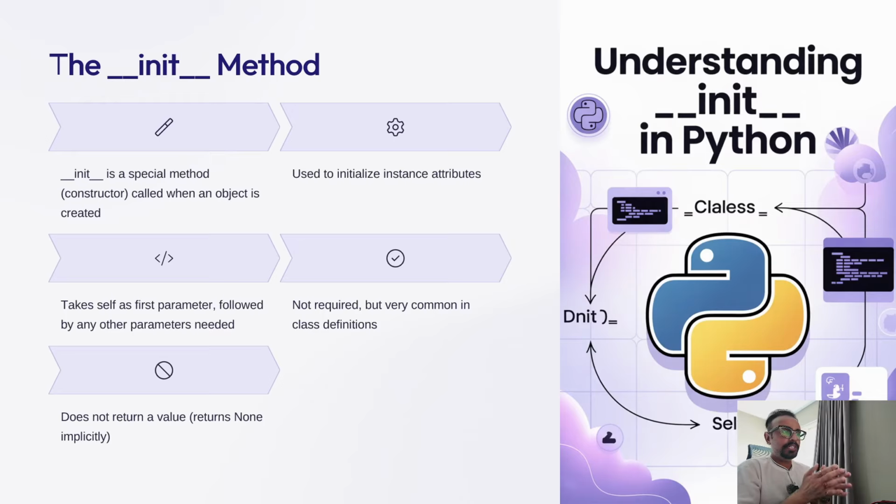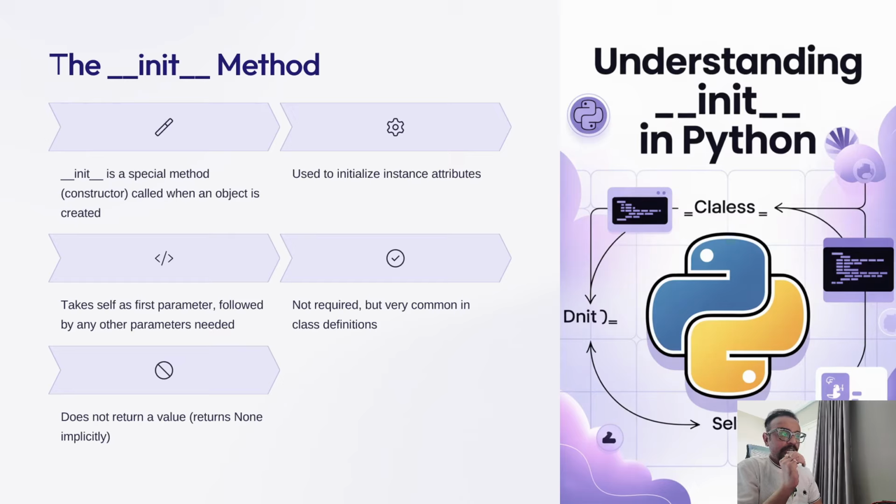So now let's deep dive into the init method, because it is a special method in Python classes that acts as a constructor. It's automatically called when an object is created from the class, and it is used to initialize the instance attribute, which can be used by all the methods, that is the instance methods inside the class. The init method always takes self as its first parameter, which refers to the instance being created, followed by other parameters which are needed to initialize that specific object.